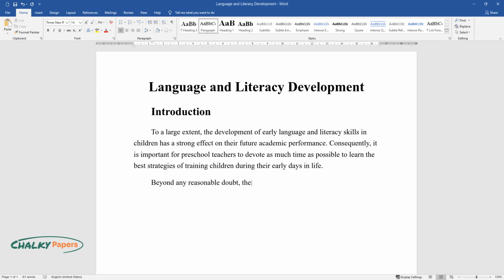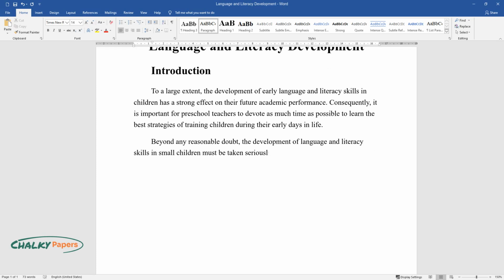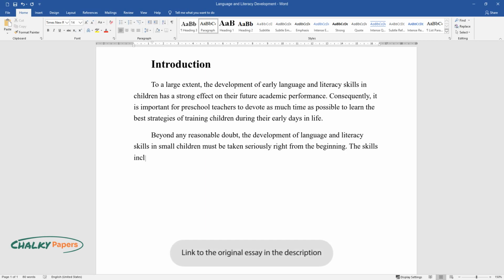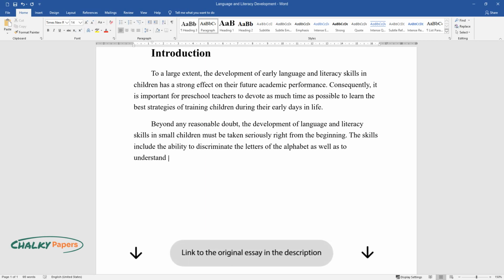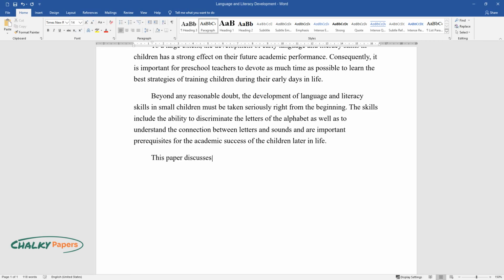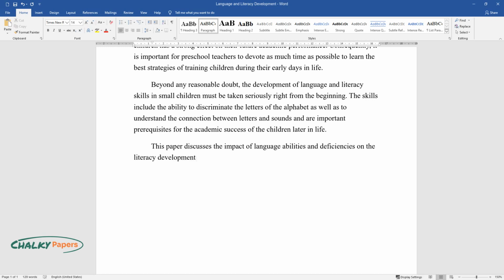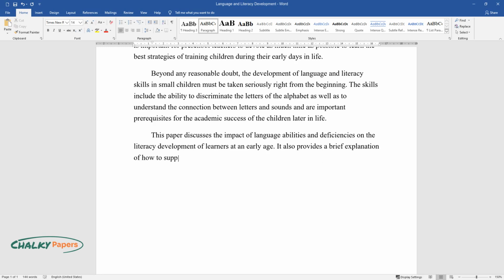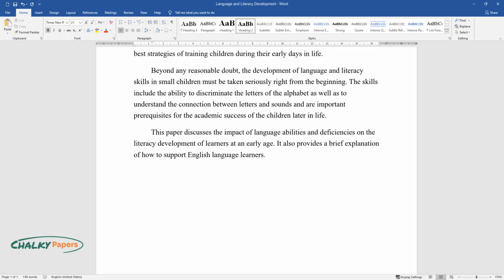Beyond any reasonable doubt, the development of language and literacy skills in small children must be taken seriously right from the beginning. The skills include the ability to discriminate the letters of the alphabet as well as to understand the connection between letters and sounds, and are important prerequisites for the academic success of the children later in life. This paper discusses the impact of language abilities and deficiencies on the literacy development of learners at an early age. It also provides a brief explanation of how to support English language learners.